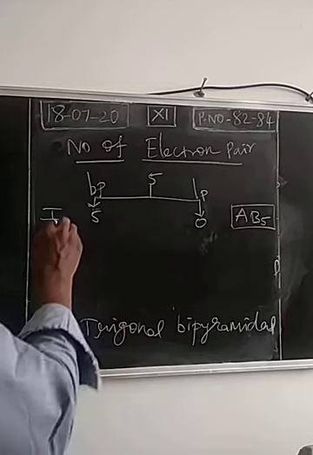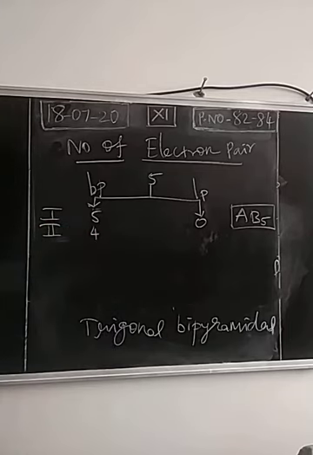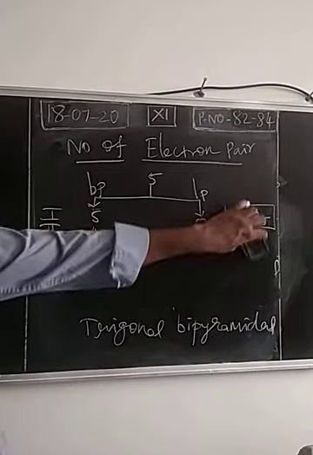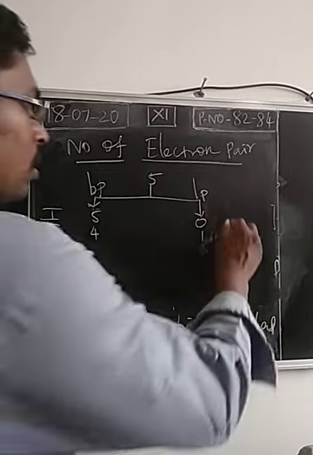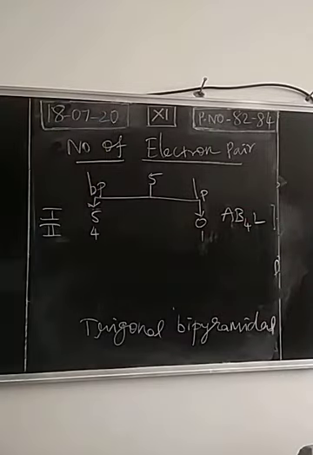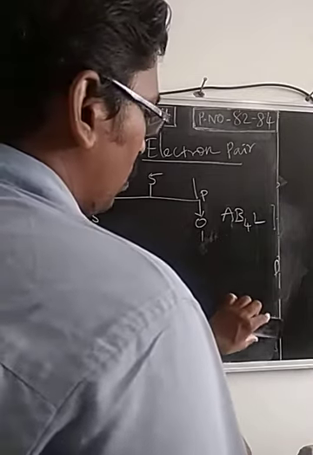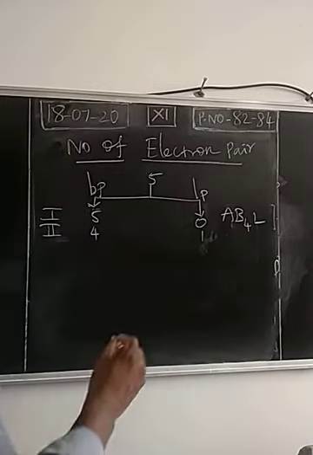Next, what is another possibility? Out of 5 electron pairs, 4 may be present as bonded pairs, 1 may be present as a lone pair of electrons. So formula is changed as AB4L. 1 lone pair of electrons. Okay. So this is called seesaw structure.